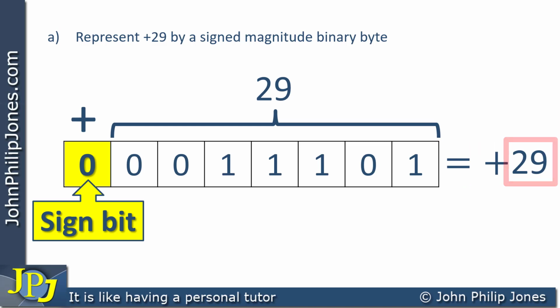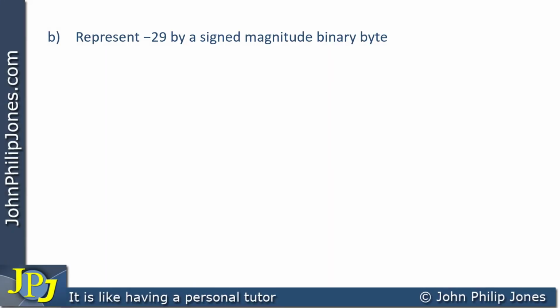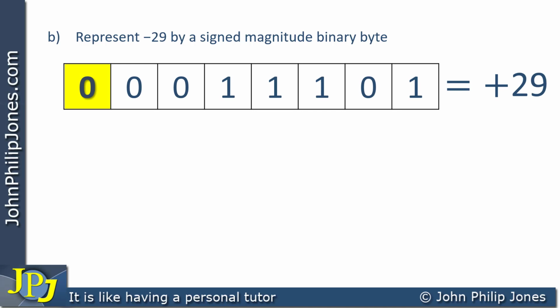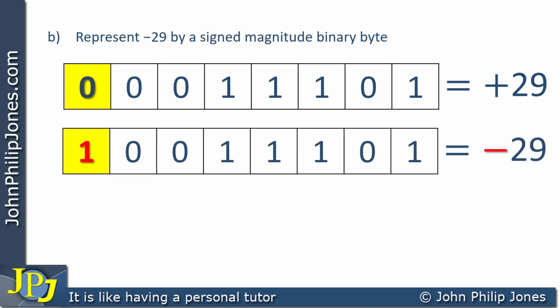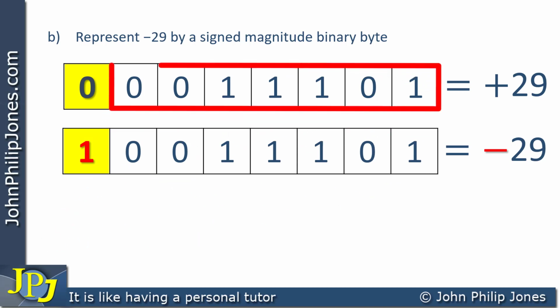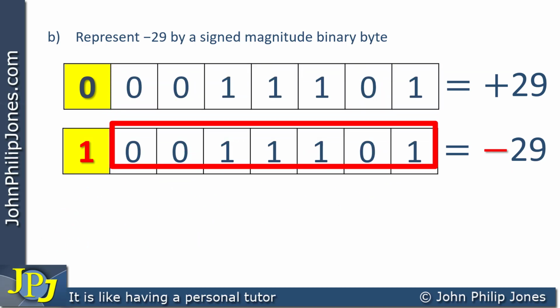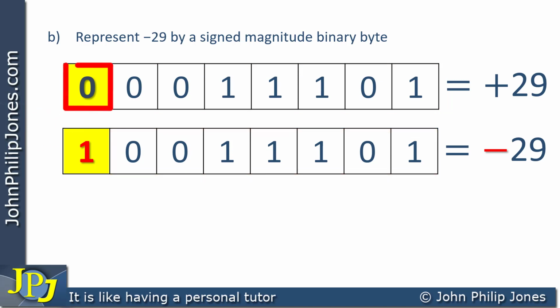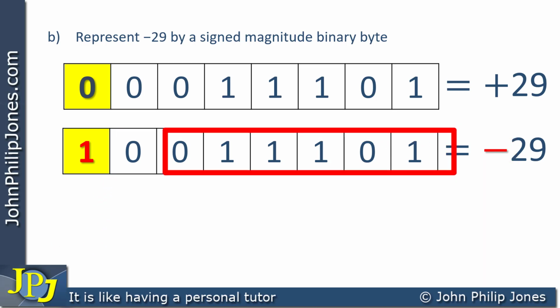Consequently, we can see that this is plus 29 because this sign bit represents positive, and these represent the magnitude, which is 29. Let's now consider B, where we have to represent minus 29 by a signed magnitude binary byte. Well, the first thing we need to do is to consider how we represented plus 29. And it's very easy to produce minus 29. What you do is shown here. You can see that the magnitude has simply been placed in this position, whereas if you look at this sign bit, which is positive, we've changed that to 1, which represents negative. Consequently, this represents the negative and this represents the magnitude, which is 29.